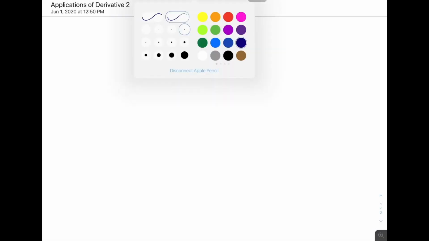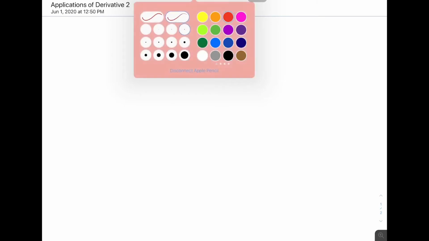Hello friends, let us solve some more examples on applications of derivative. So this time we take the examples of error and approximate values. So let us take the examples now.